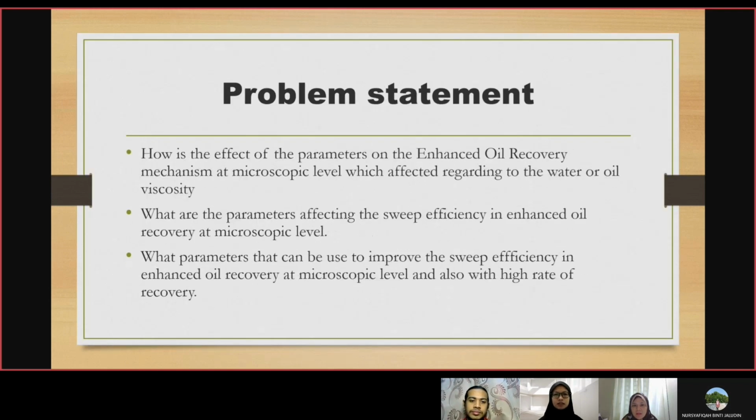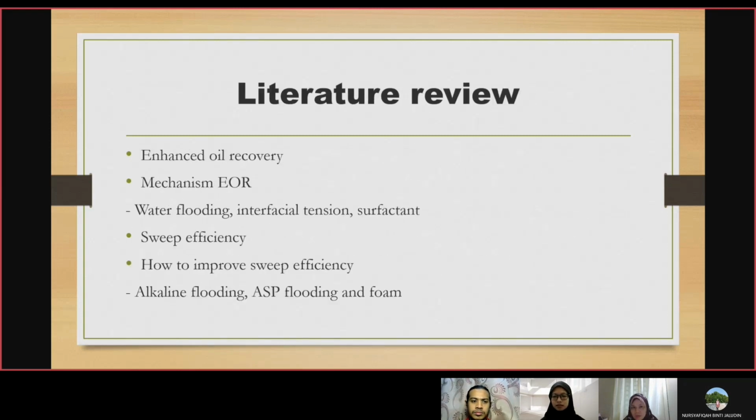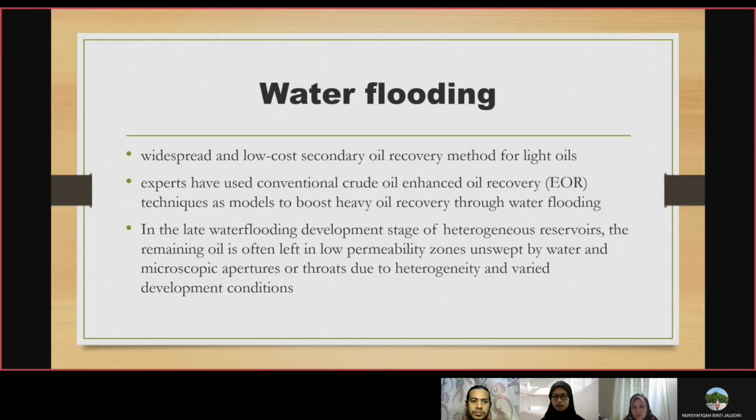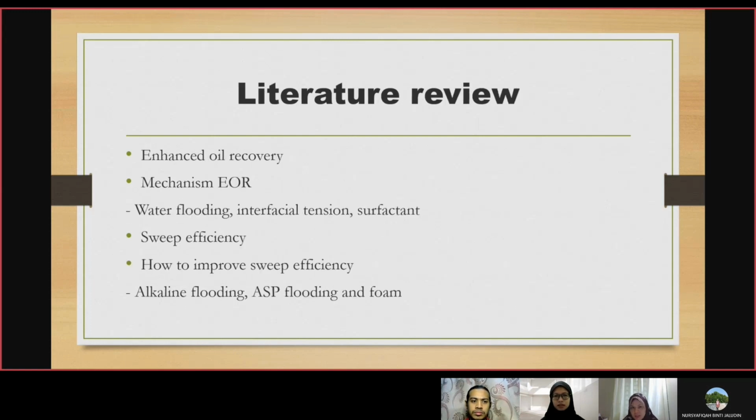Okay, buka problem statement. Kalau kita tengok sini, problem statement awak kata what is the effect of parameters on microscopic level, and what parameters affect the sweep efficiency, and what parameters can be used to improve the sweep efficiency. Tapi kalau kita tengok dekat awak punya literature review, cuba buka literature review chapter 2. Awak tak ada tulis pun apa parameters dia.